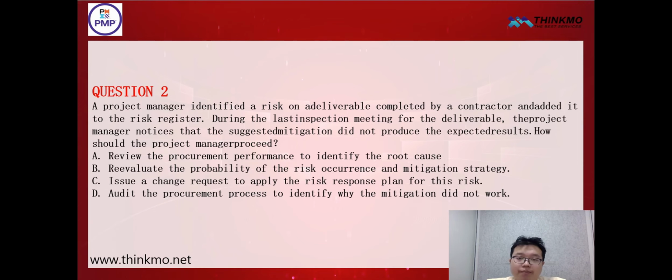Actually, this is somewhat similar to the previous question. In the previous question, issues were discovered before taking action, but in this case, when did it happen? It happened at the very end. What was discovered during the final review meeting? It was found that one of the measures did not achieve the expected result. What should we do about this?